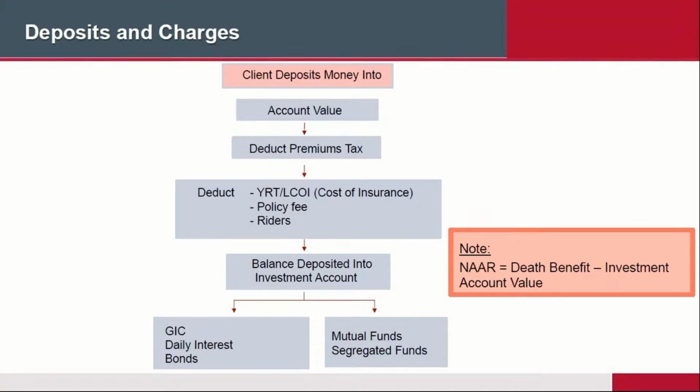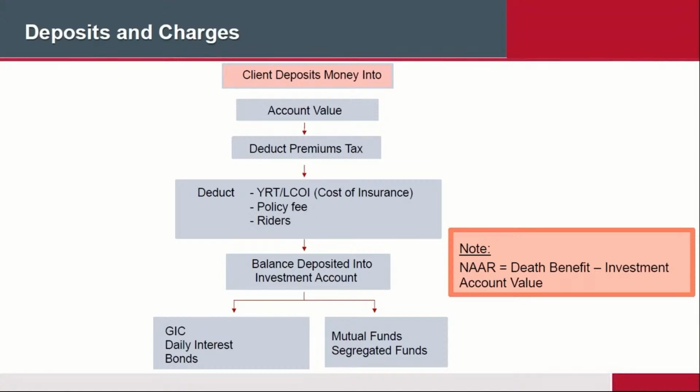Okay, so with universal life, like I said, what you really have is an investment account, which can either consist of GICs, daily interest or bonds, or higher risk, which are mutual funds or segregated funds, and an insurance policy. So if the person prematurely passes away, the insurance policy pays out. If the individual lives and he's in his 60s, 70s, 80s, whatever it is, and then decides that he wants to start taking money out from his policy, then of course he's got that investment account attached to it as well. So when you look at universal life, think of it as two products.